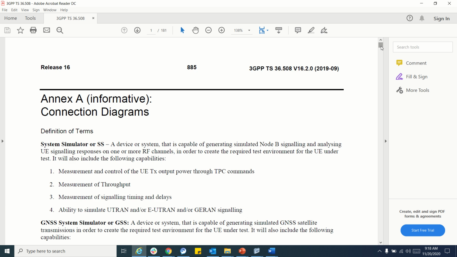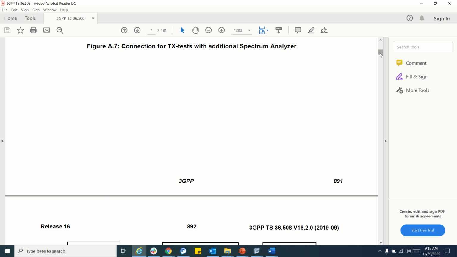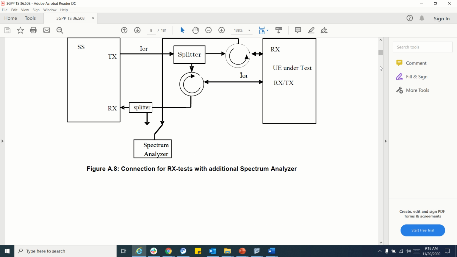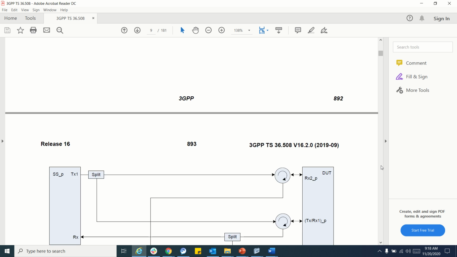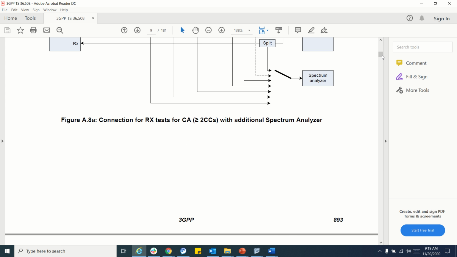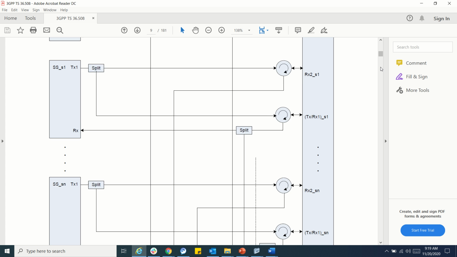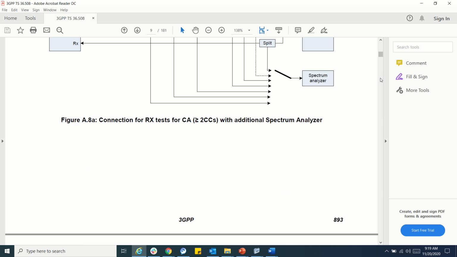As I mentioned before, the spec will dictate the measurement setup as well, which components and which equipment are to be used. For example, you can see here a system simulator, and this is the UE under test. You have a splitter, circulator, all these components. This is for a particular test case. Some of the diagrams may be common. Some of the test cases require this much complex setups.